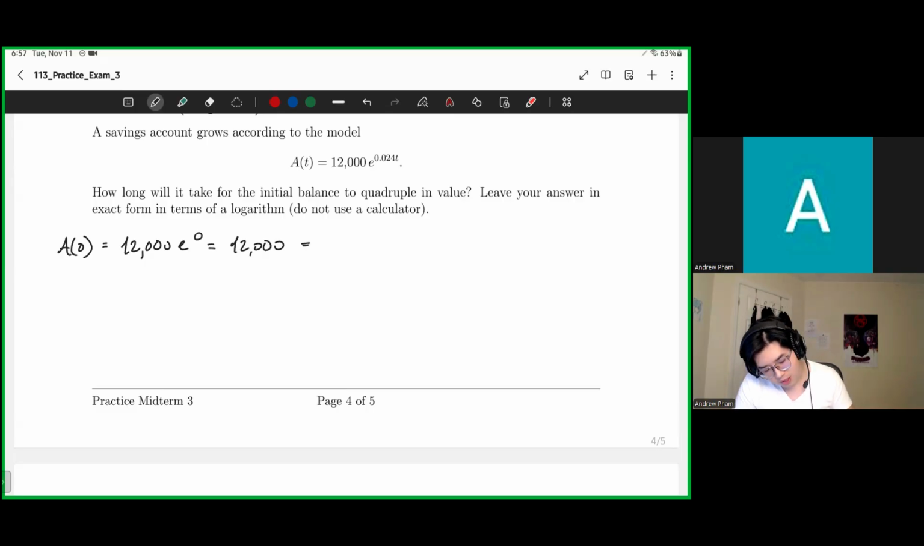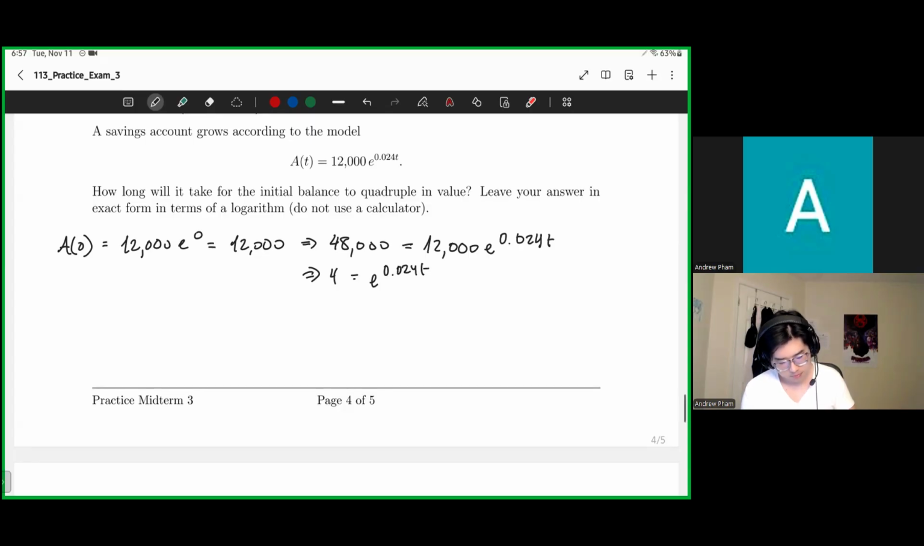I want to see how long this takes to quadruple, so I want to see how long it takes to reach $48,000. So all I have to do is simply set $48,000 equal to the function and solve for t. Okay, so this is just an exponential equation. First, I divide both sides by the number. So you should get 48,000 divided by 12,000. That's just 48 divided by 12, which is 4, is equal to e to the 0.024t.